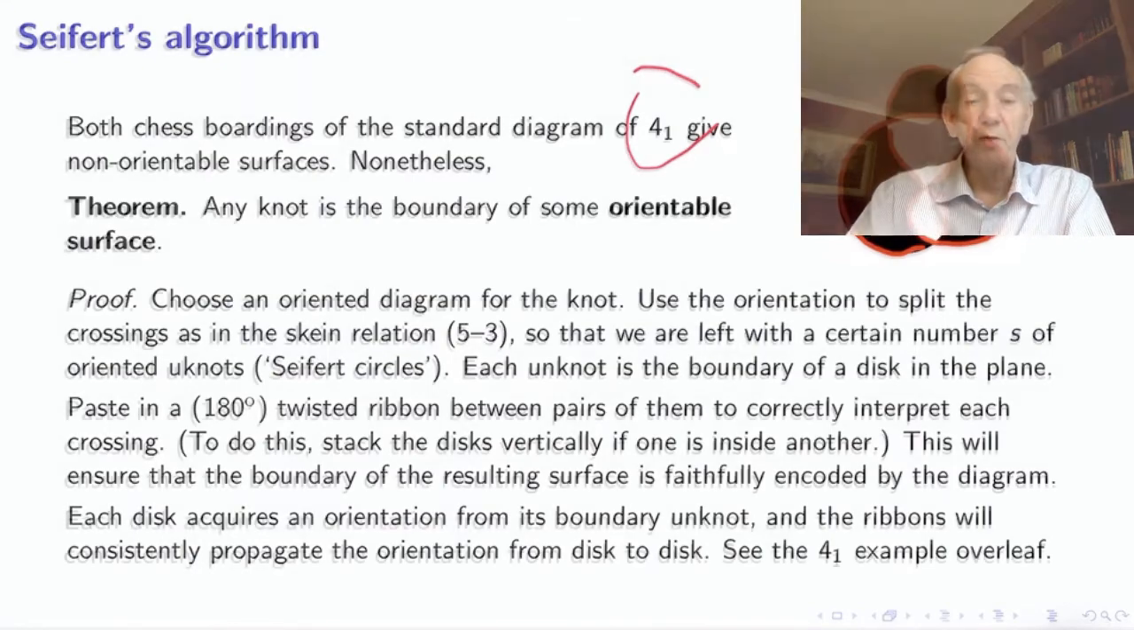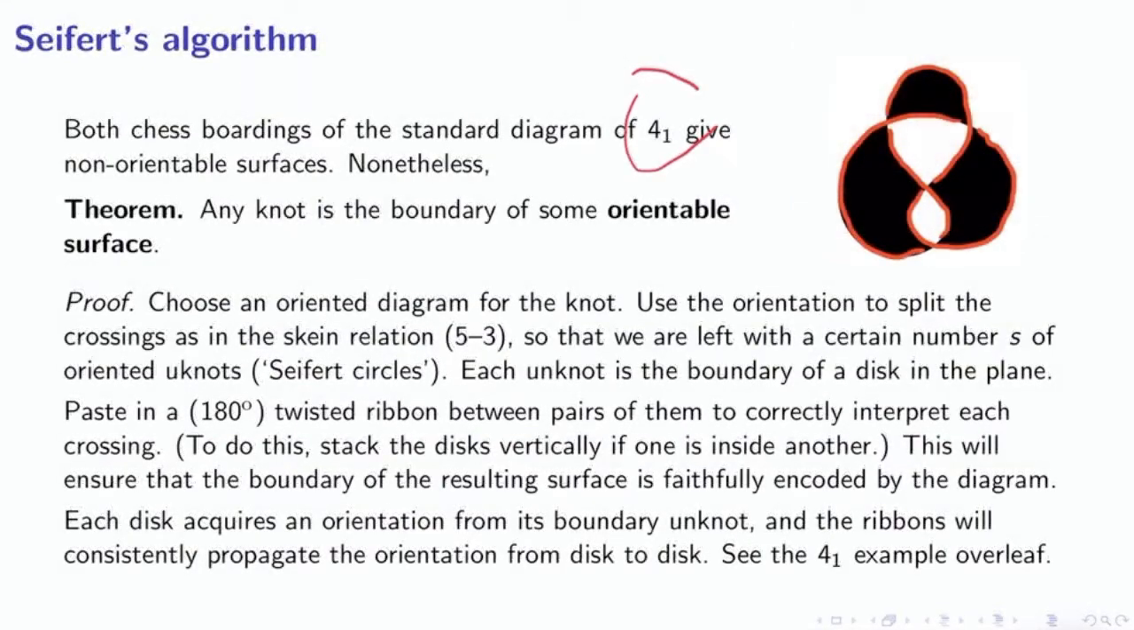Okay, so I can show you this diagram. With the natural chessboarding, there's the figure 8 knot with its obvious chessboarding, and there are three black regions. There are 4 crossings. So if you do the calculation, it would be 3 black regions minus 4 crossings. That's -1.